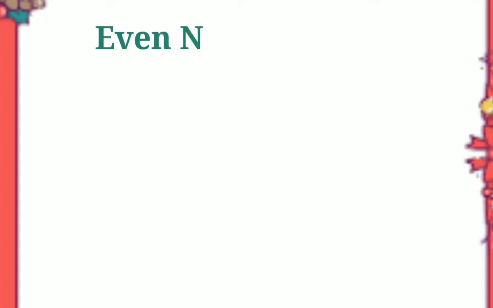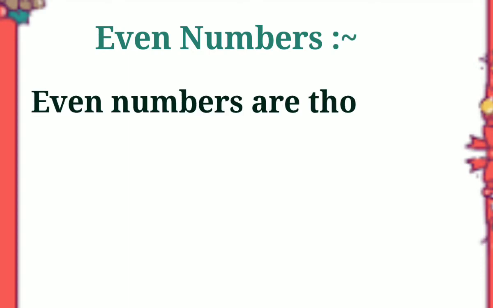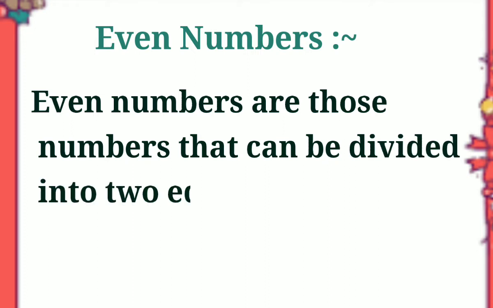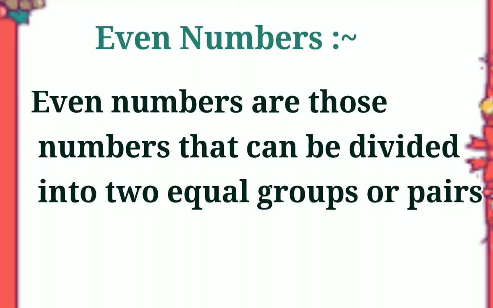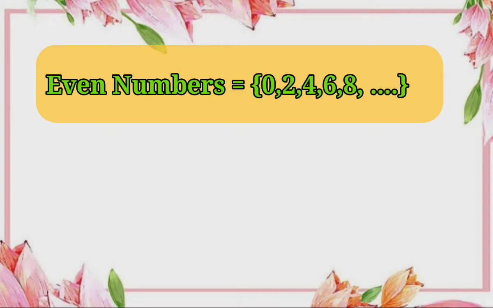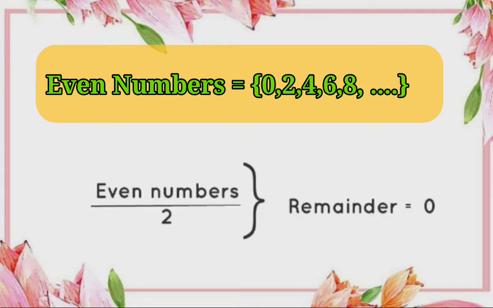Now we know about even numbers. Even numbers are those numbers that can be divided into two equal groups or pairs and are exactly divisible by 2. For example, even numbers are 0, 2, 4, 6, 8 and so on. When we divide any number by 2 and the remainder is 0, it is an even number.